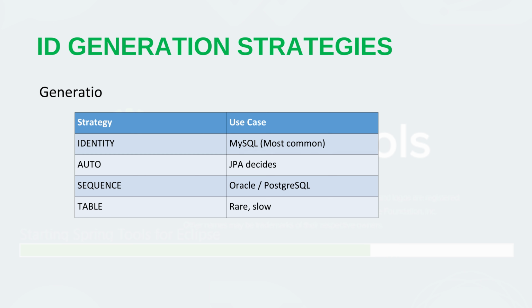Now let's quickly understand ID generation strategies. There are multiple strategies. Identity → best for MySQL. Auto → JPA decides. Sequence → Oracle, PostgreSQL. Table → rarely used. For beginners and MySQL users, always start with identity.